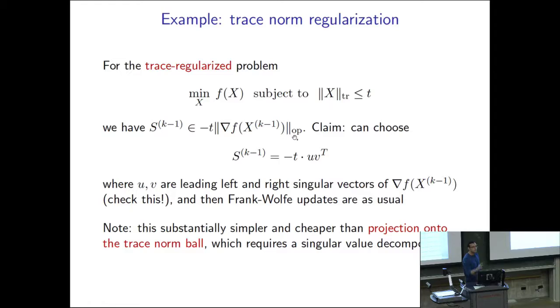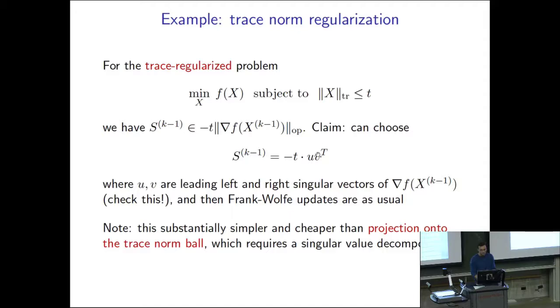Okay, so it's the same analogy between the L1 norm and the L infinity norm for vectors. This is like the L1 norm. This is like the L infinity norm. And the subgradients of this thing are of this form. So ignore the minus t. It's just UV transpose, where u and v are the leading left and right singular vectors of this matrix.